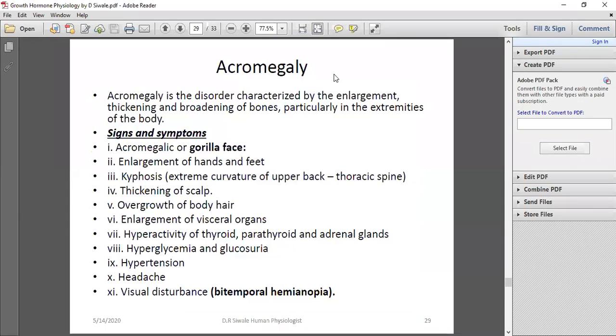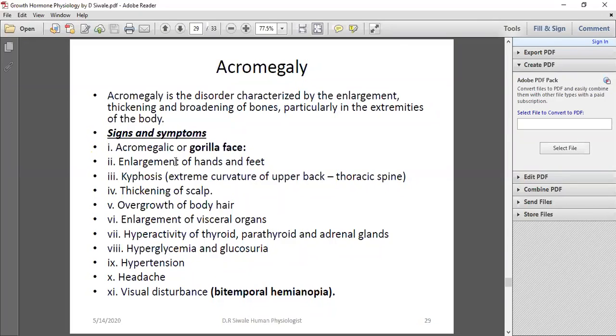And then we have acromegaly. Acromegaly is the disorder characterized by the enlargement, thickening, and broadening of bones, particularly in the extremities of the body. One of the most important signs is gorilla face. I'm sure you've seen certain individuals whose face looks like a gorilla. That's due to excessive secretion of growth hormone. But you shouldn't laugh when a patient comes to your hospital. You should attend to such an individual.